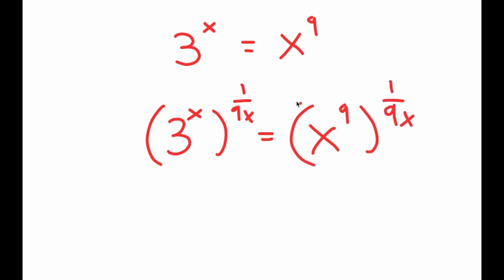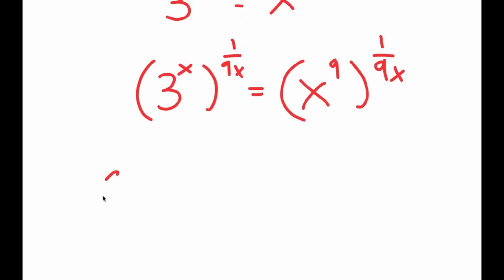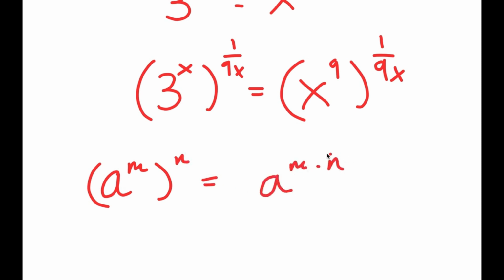The reason I'm doing this is so I can get just the numbers on one side and the variables on the right side. I'm going to use the property a to the power of m to the power of n is equal to a to the power of m times n, meaning these two multiply and these two multiply.